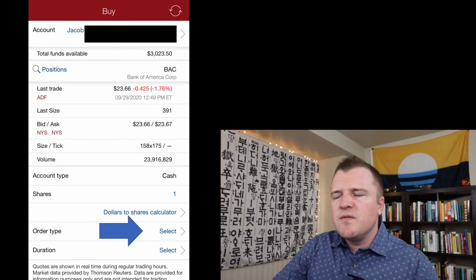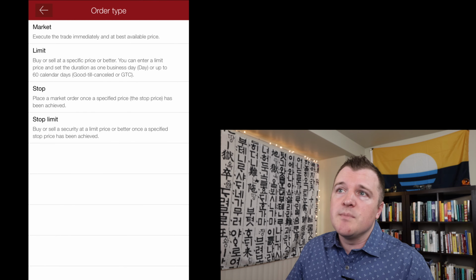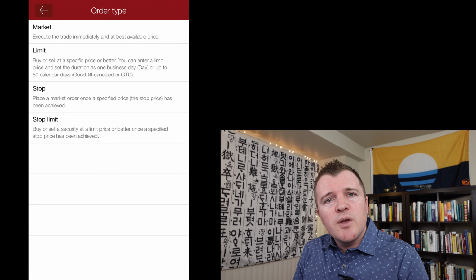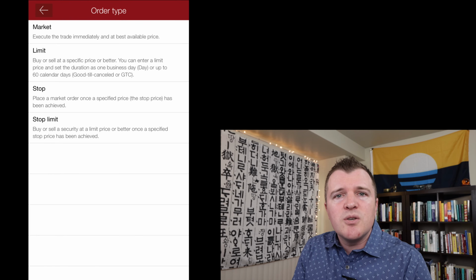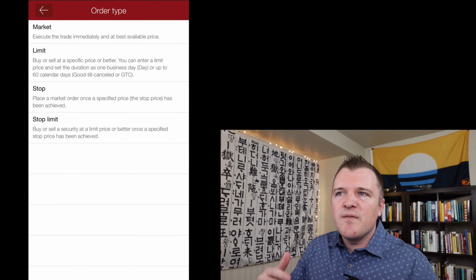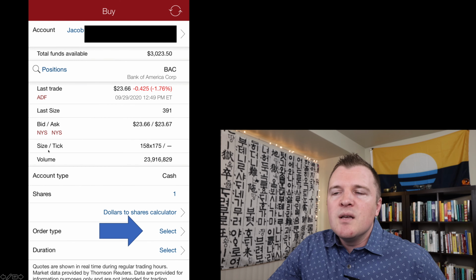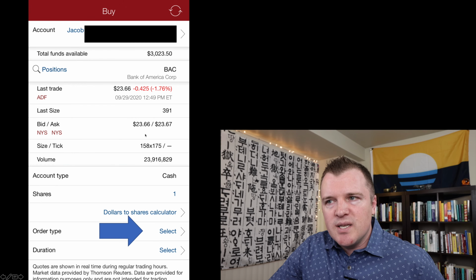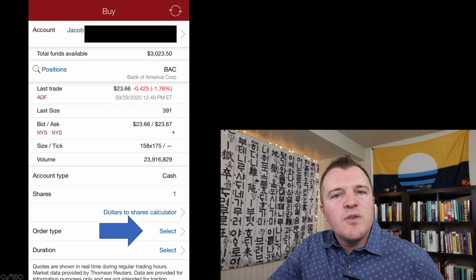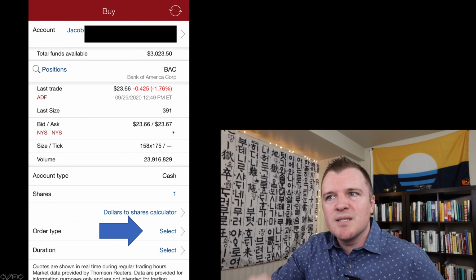This is what always confuses new investors the most. You have 4 kinds of order types: market, limit, stop, and stop limit. Now, for a market order, you're saying, I want this to execute for the best price as soon as possible. So if you do this, you can go back to looking at what the spread is. So buyers are bidding 23.66, sellers are asking 23.67. If you do a market order, it's going to immediately fill it by going to the closest seller.